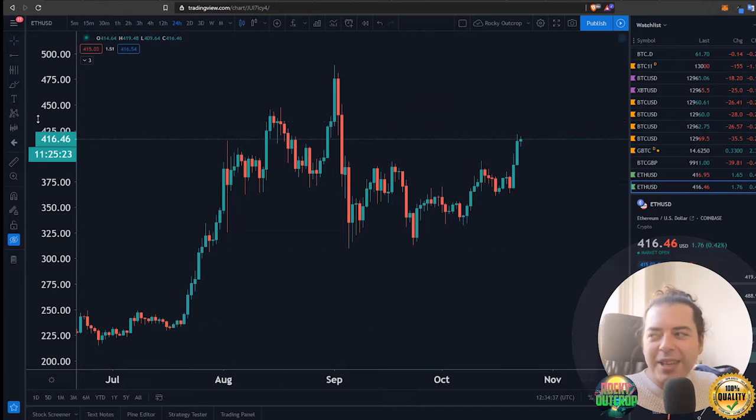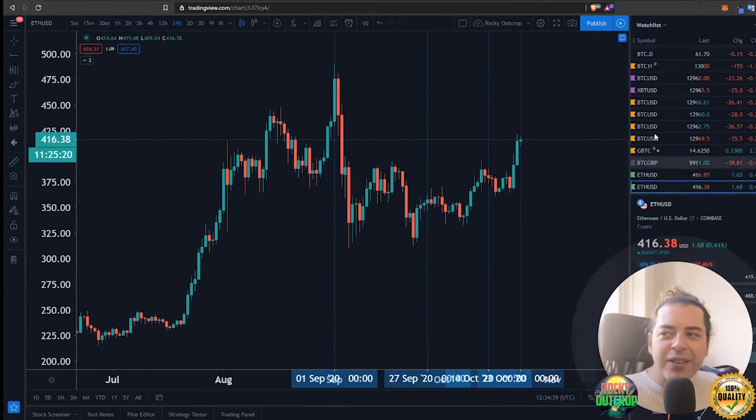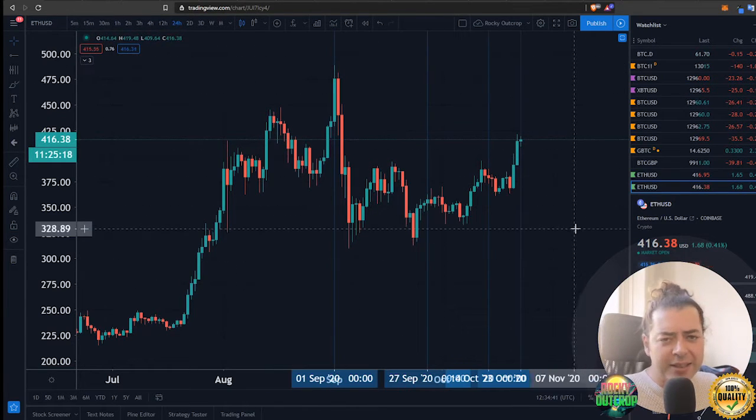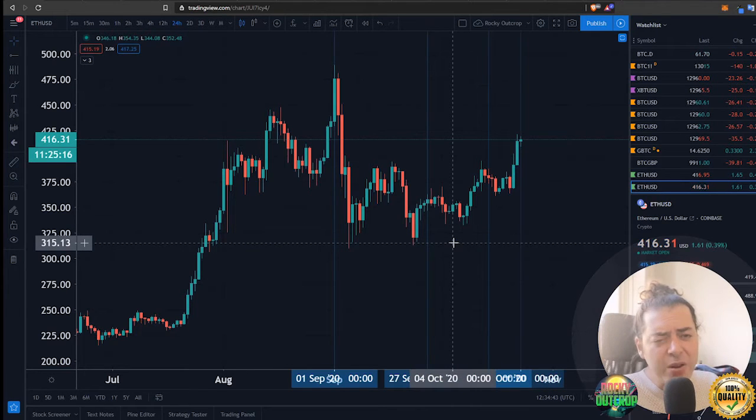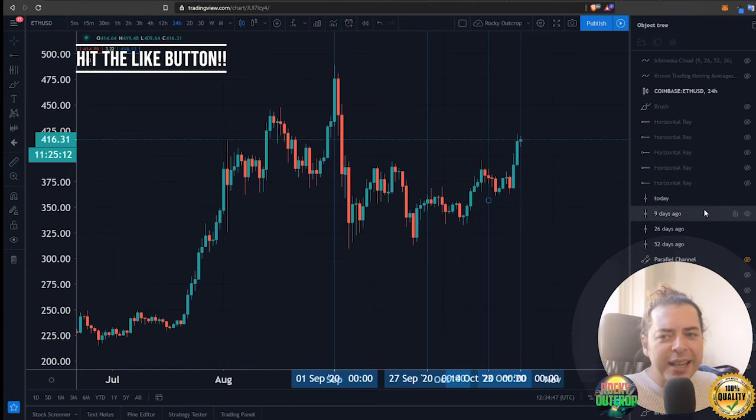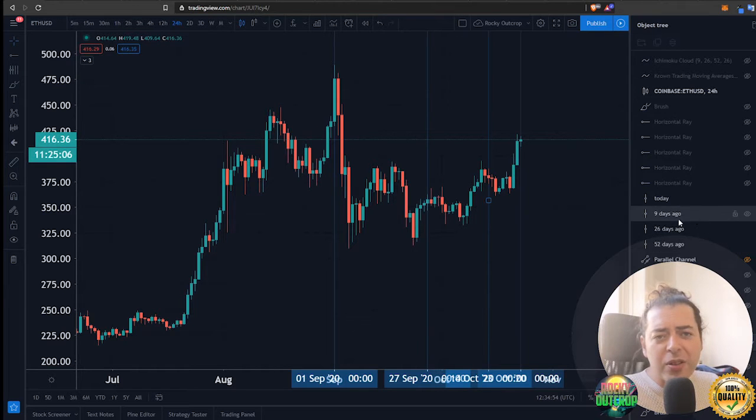Let's just unhide these drawings, and you'll notice I've got these vertical lines down the way. So what are these? Why have I done that? Well, these are quite simply today, 9 days ago, 26 days ago, and 52 days ago, right? And the Ichimoku cloud looks back this far in terms of periods, okay?